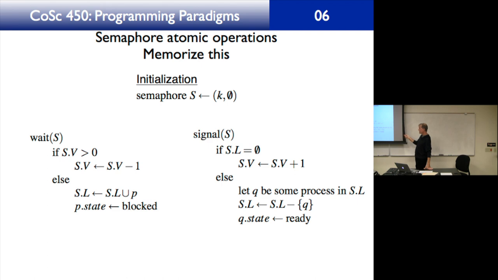And here's what signal does. If the integer is what? Oh, sorry, not the integer. Bad mistake. If the blocked Q is empty, then there's nothing for it to do, right? So if the Q is empty, it adds one to the integer value. Else, let Q be some process in the set of blocked processes: take that Q, remove it from that set of blocked processes, and Q.state gets ready.